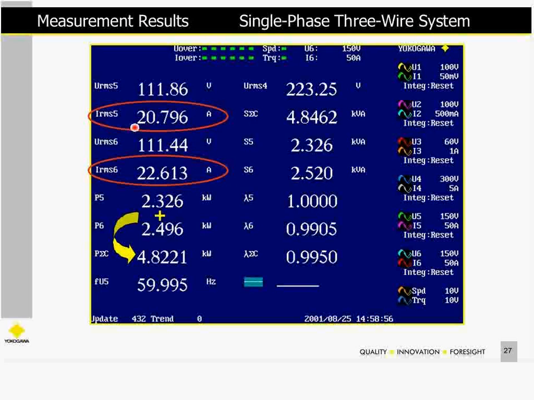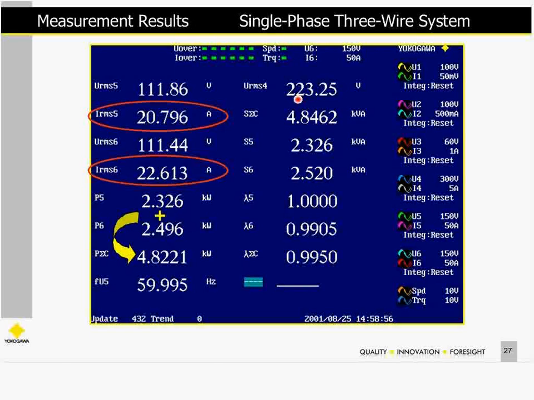Now I've circled these two currents, and here's what I want you to look at. Here's a current of 20.7. Here's one that's a lot higher, 22.6. That's why we have to measure the current and the power in each line, because we don't know what's inside and what's being drawn by that device.